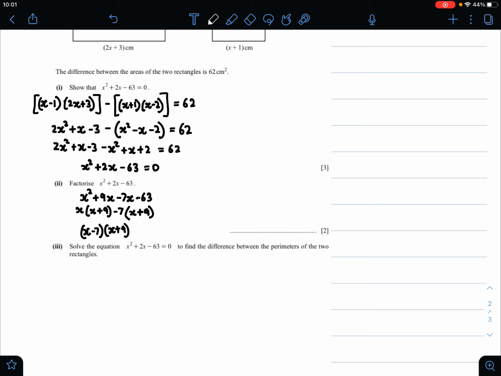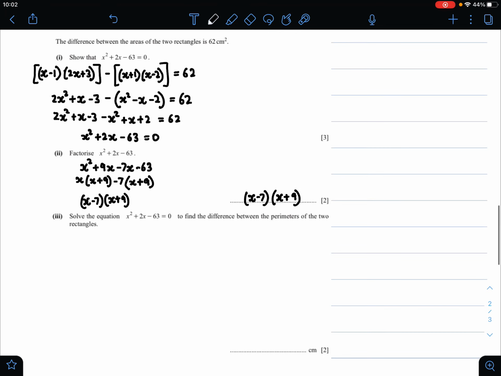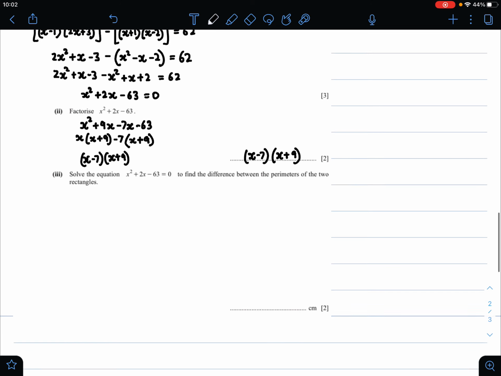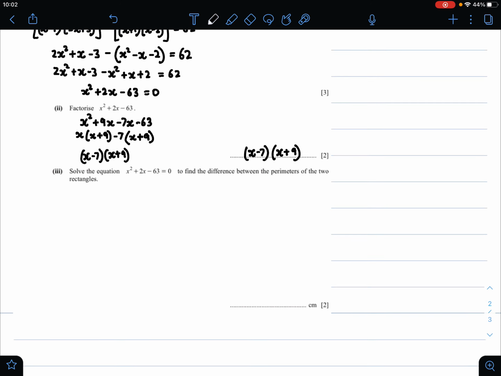Now let's move to B part 3 of this question. So for B part 3, they are asking you to solve the equation to find the difference between the perimeters of the two rectangles. Okay, so to solve this equation, first we need to find the values of x, so we would equate both the brackets to 0. So that is x minus 7 and x plus 9 to 0. Now x can be either positive 7 or x can be negative 9.